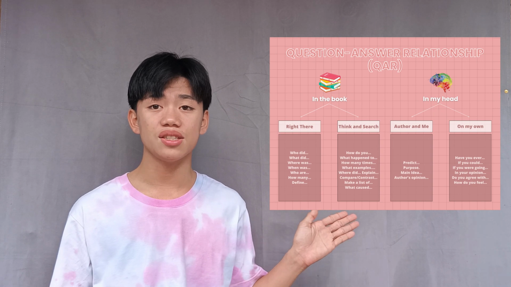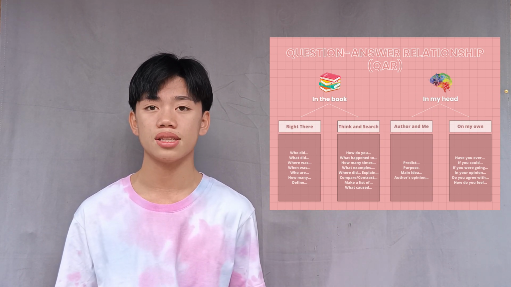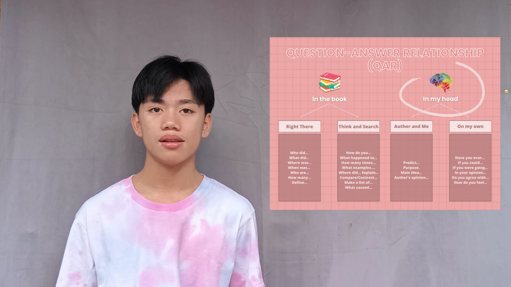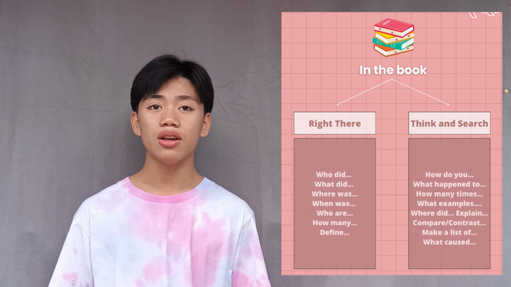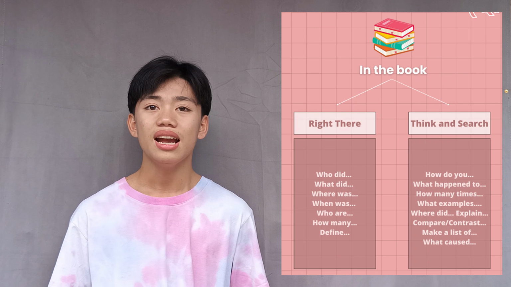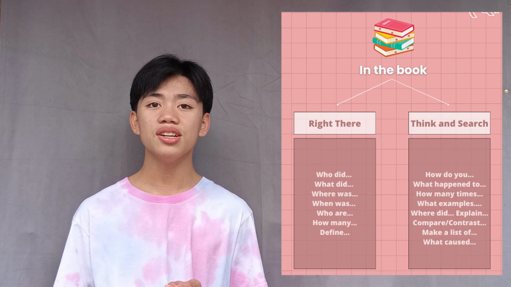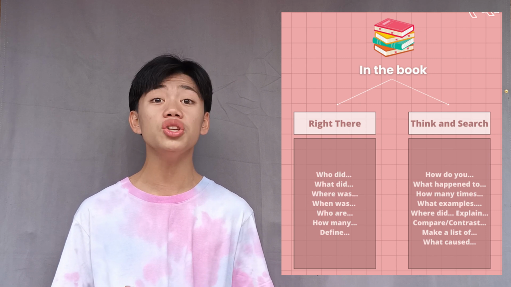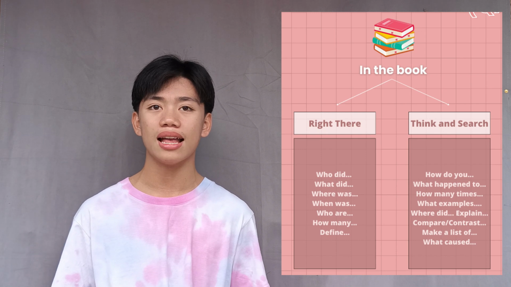As you can see in this visual, QAR divides questions into 2 main categories: in the book and in my mind. QAR type number 1, in the book category, and the first type is right there. Right there questions are exactly what they sound like: the answer is right there in the text, usually in one place. You can practically point your finger at it.